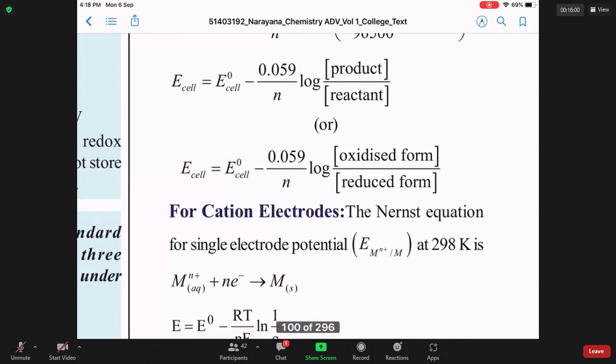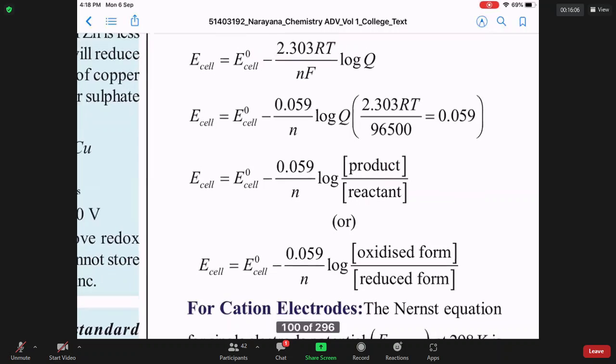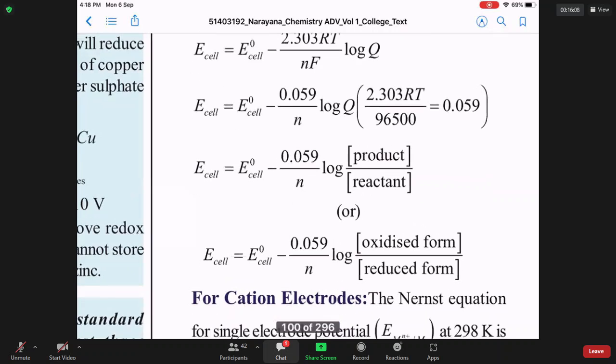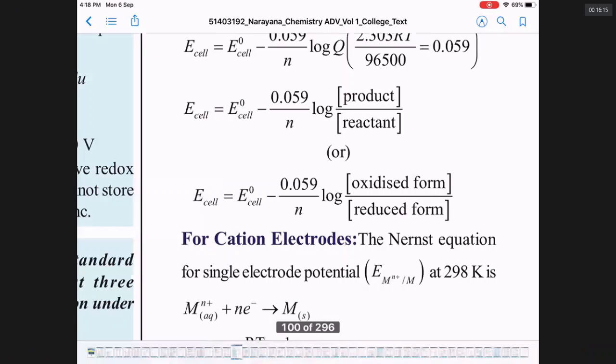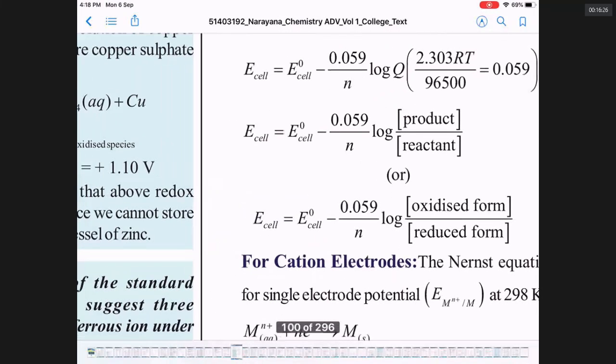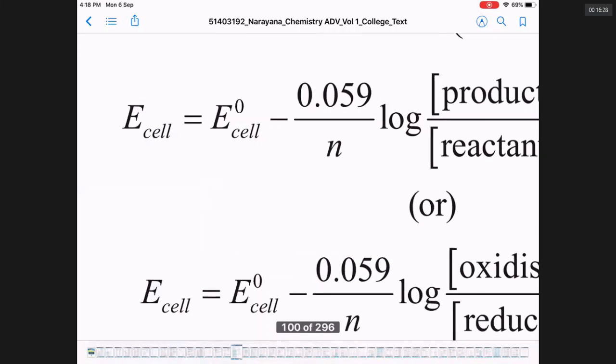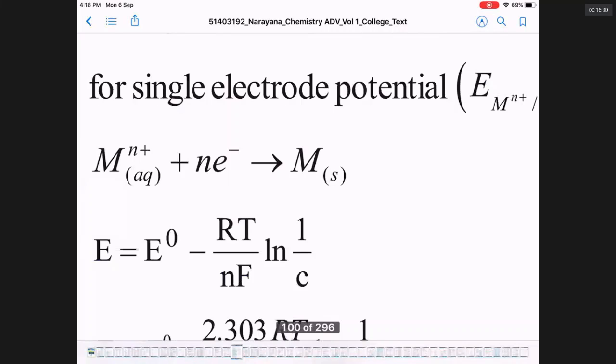Therefore, using the Nernst equation, E cell is equal to standard cell potential minus 2.303 RT by nF, which is equal to 0.059 by n into log product by reactant. This log of product by reactant concentration is equal to log K. Therefore, if I know the K value and the standard cell potential, I can find the cell potential. Of these three, any two known, the third one can be found. That is a standard question.